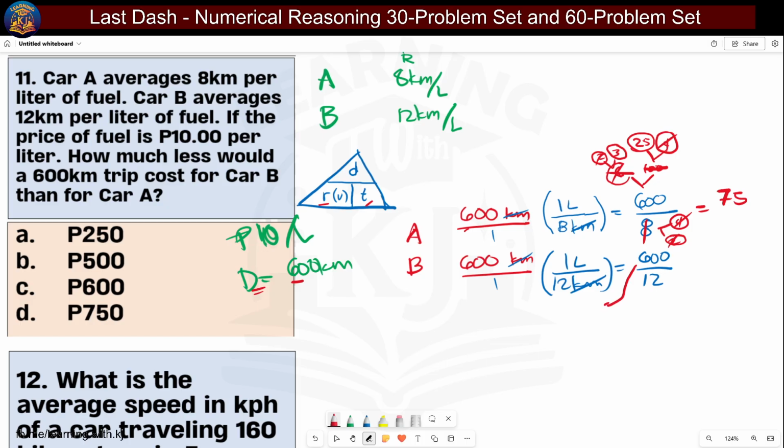Now, para hindi tayo malito, dito natin ilagay yung mga factors ni 600. Kunin ko muna yung factors sa denominator. We have 4 and 3. Okay, so we have here 6 times 100. Yung 100 natin, factor out natin sa 4 and 25. Tatanggalin ko yung 4 kasi 4 din itong nasa baba.